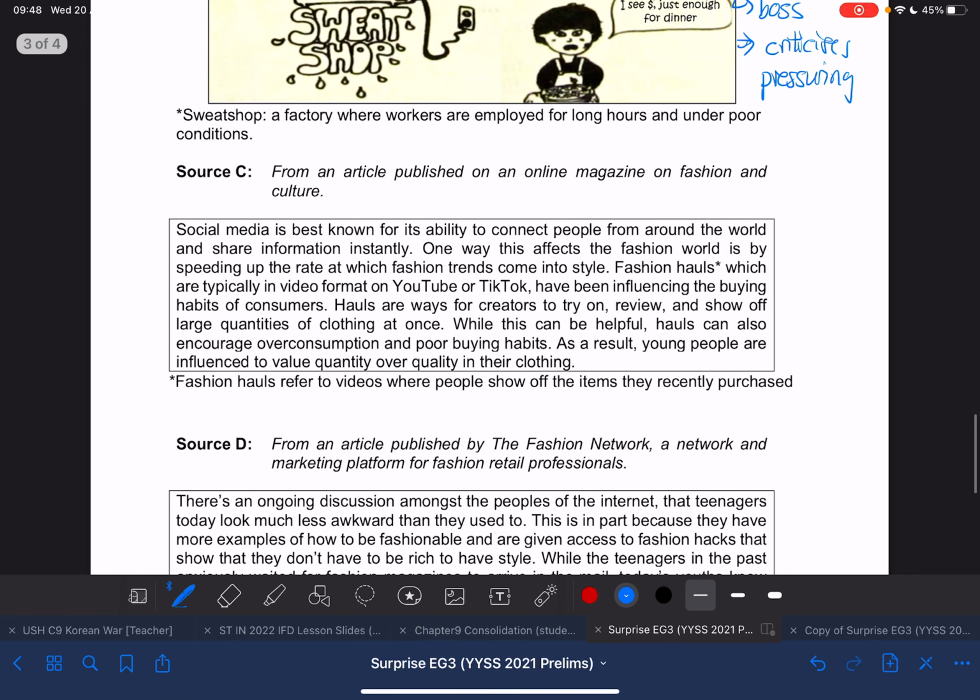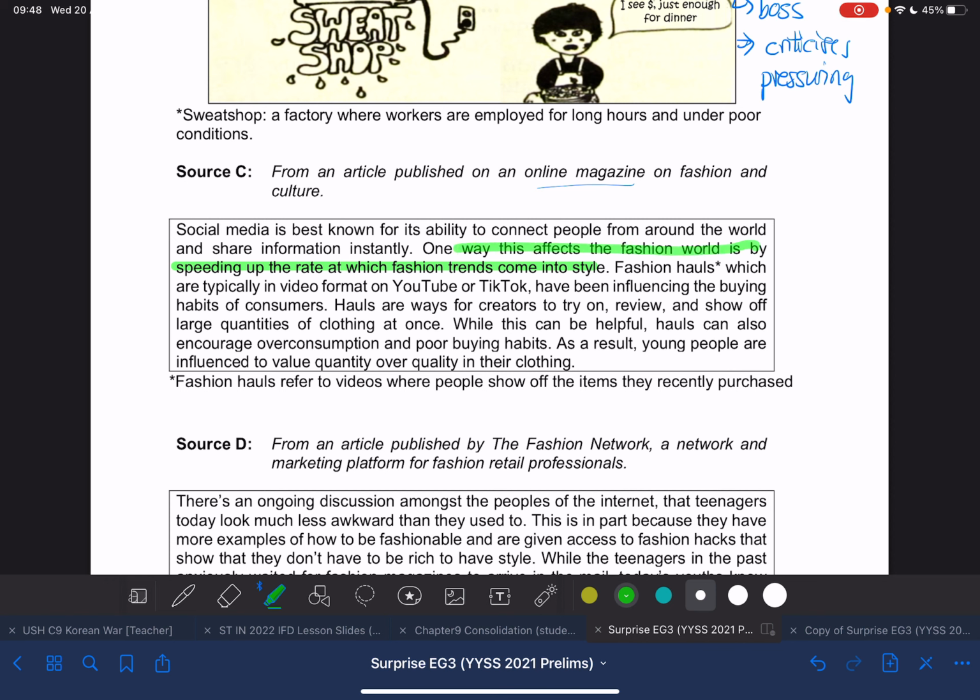Let's move on to source C. It's from an article published in an online magazine on fashion and culture. Social media is best known for its ability to connect people around the world and share information instantly. So how does this affect fashion? One way this affects the fashion world is by speeding up the rate at which fashion trends come into style. What does this mean?